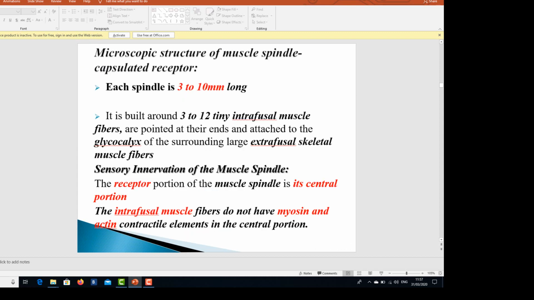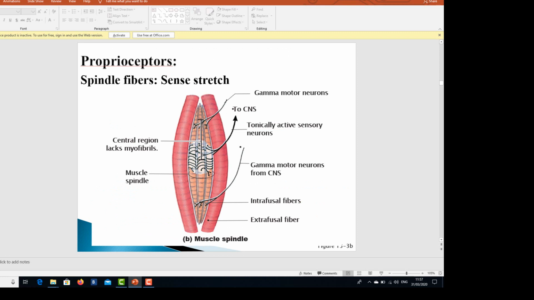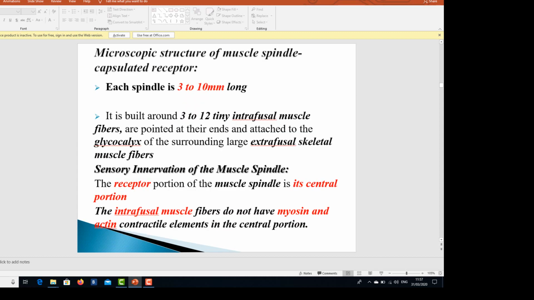There is the microscopic structure of muscle spindle receptor in detail. Now, what is this structure? This is actually having the shape of a spindle. You can see the shape of a spindle, which is about 3 to 10 millimeters long. It is built around 3 to 12 tiny intrafusal muscle fibers, which are pointed at their ends and attached to the glycocalyx of surrounding large extrafusal skeletal muscle fibers.